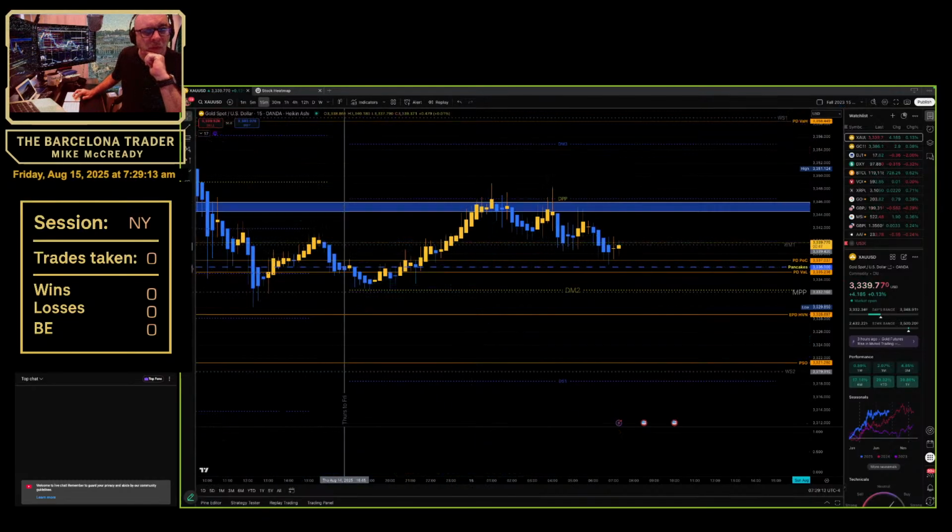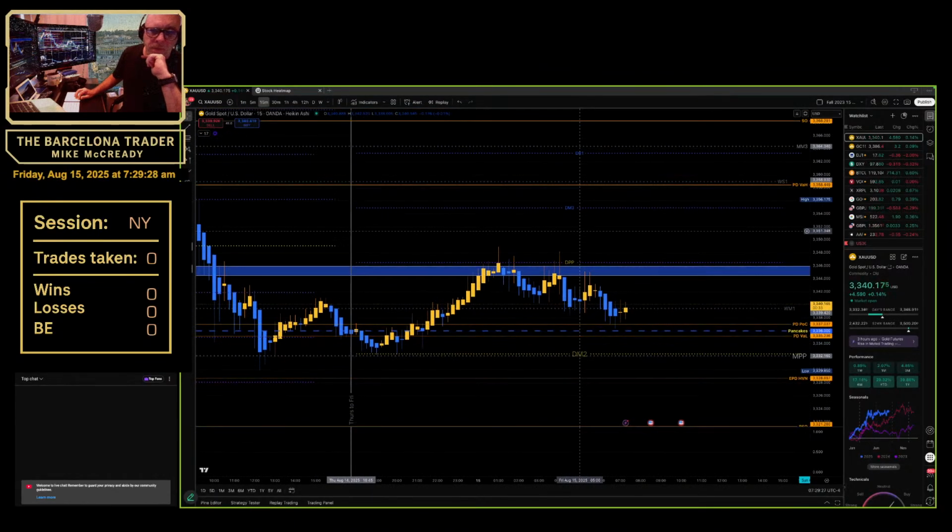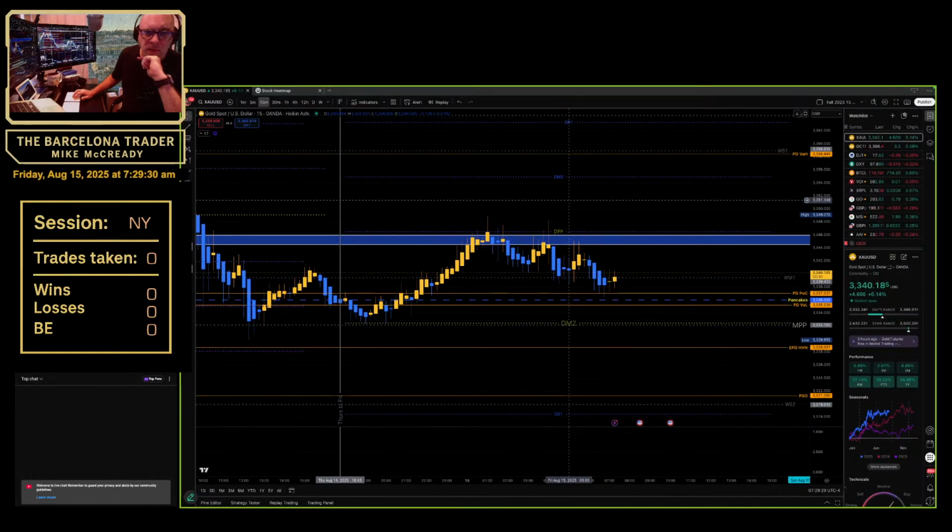One of the things we do want to look at here are these horizontal pivot lines. The DS1, the DM2, which coincides with the MPP, the WM1, the DPP, the DM3. These are pivots. These are calculated based on the previous day's open, close, high, and low.